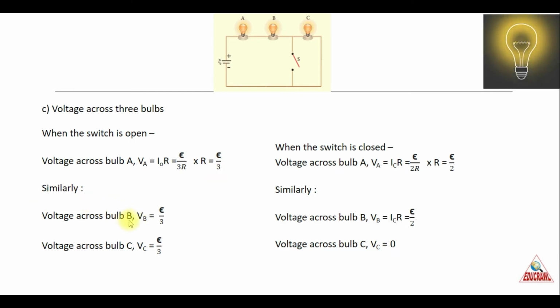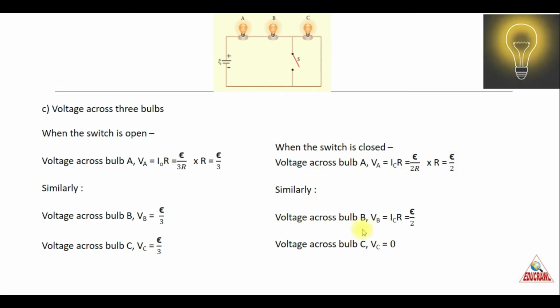Similarly, the voltage across B and C will also be epsilon by 3 and epsilon by 3. When the switch is closed, IC, we have found, is epsilon by 2R. So the voltage across the bulb A is VA is equal to IC into R is equal to epsilon by 2R into R. Again R and R get cancelled and we will have the value as epsilon by 2.